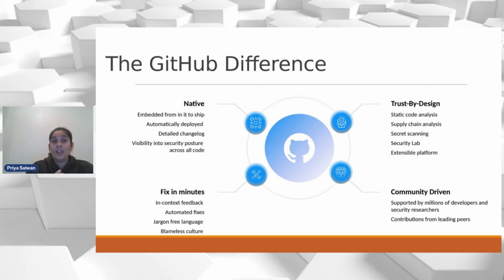Trust by design. So there is supply chain analysis, there is secret scanning, there is security lab, it's an extensible platform, and you also have static code analysis. So a bit about the supply chain analysis. We give you the dependency graph.